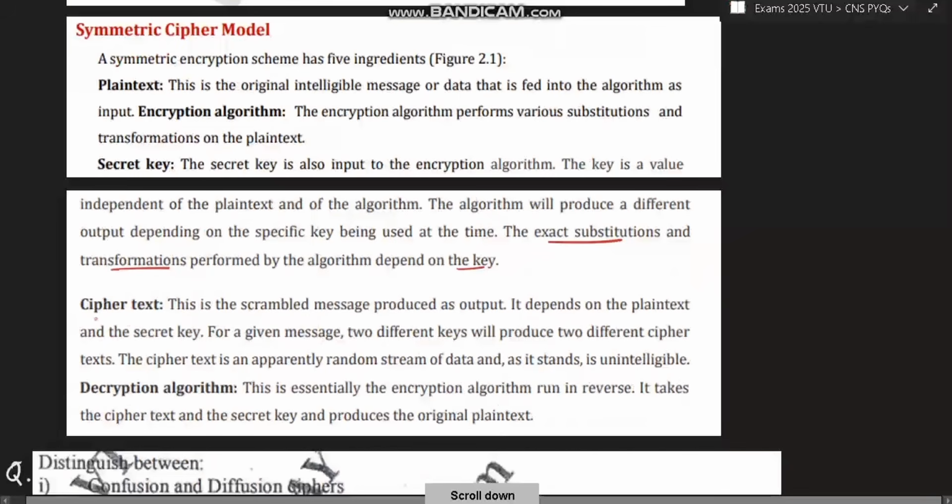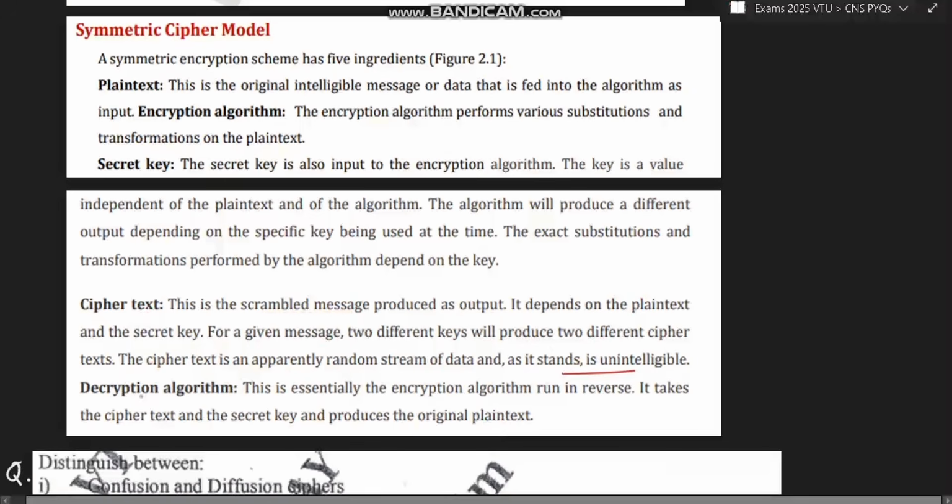What is ciphertext? That is the scrambled message produced as output. It depends on the plaintext and the secret key. For a given message, two different keys will produce two different ciphertexts. The ciphertext is apparently a random stream of data, and as it stands is unintelligible.